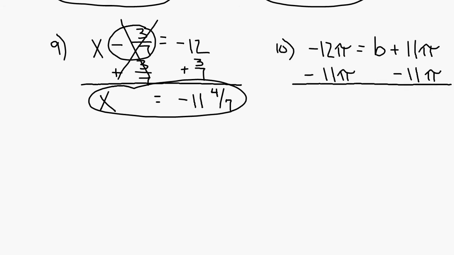Now take negative 12 minus 11 in your calculator. You're not going to worry about the pi symbol. You're just going to carry it along. So negative 12 minus 11 equals negative 23 pi is equal to b.